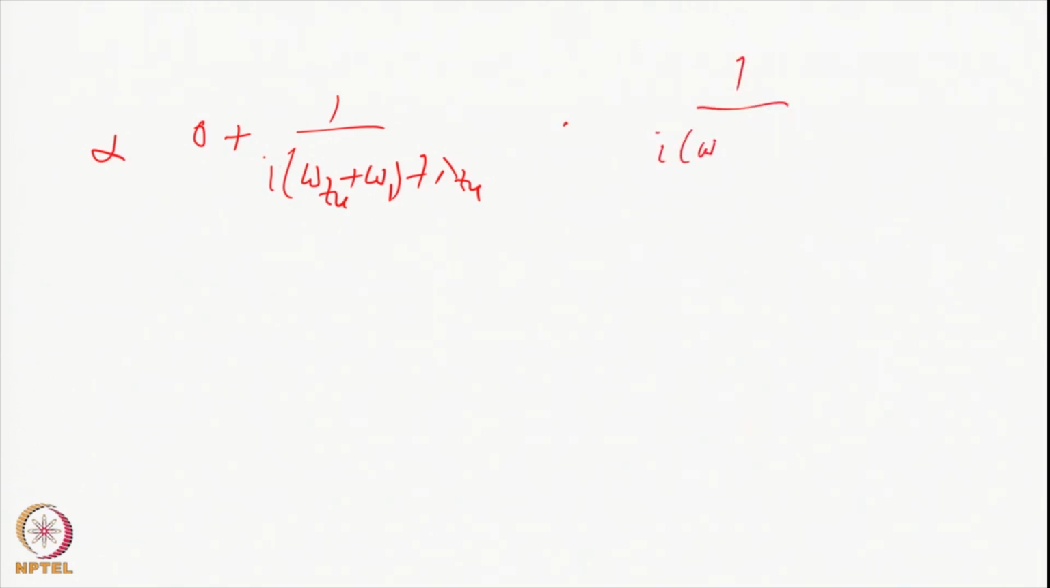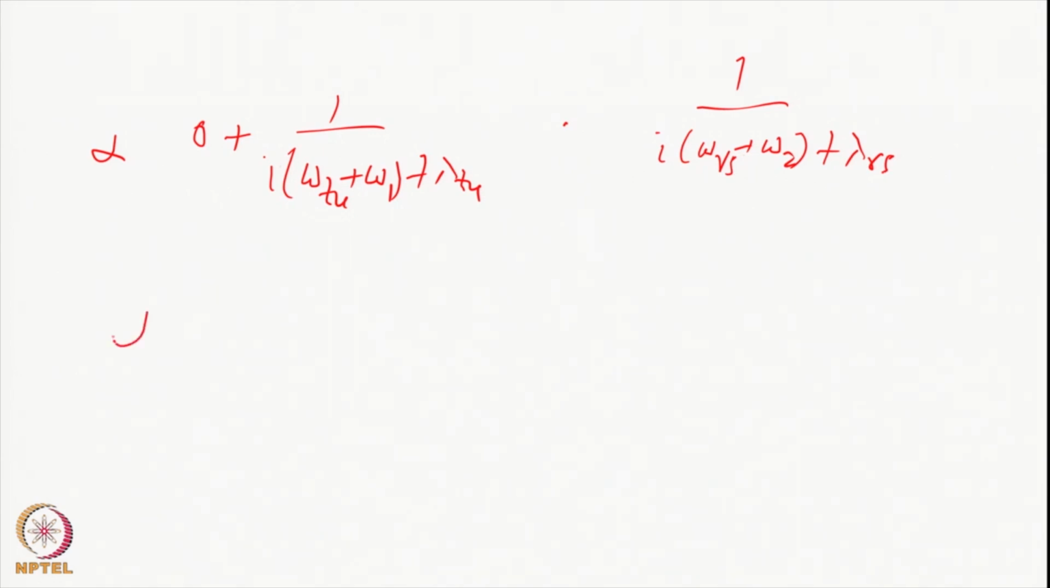So, the first term will be proportional to 0 plus 1 by i omega Tu plus omega 1 plus lambda Tu, and the 0 is because when T1 is equal to infinity, this goes to 0. Similarly, from the T2 transformation, you will have 1 upon i omega Rs plus omega 2 plus lambda Rs. The product of these two will be the result of the 2-dimensional Fourier transformation.